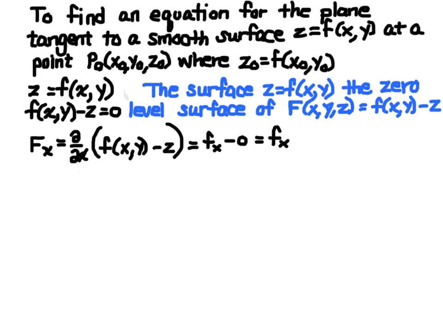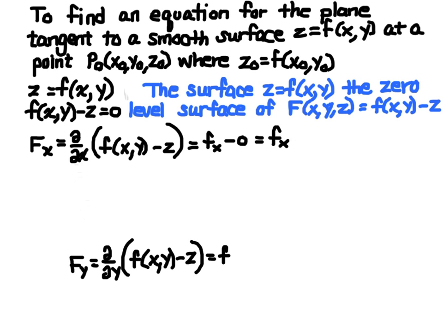Okay. So now we want to know what is the partial derivative of big F with respect to y, and that's going to be the partial derivative with respect to y of f of xy minus z. You can probably see where I'm going with this. That's equal to the partial derivative of little f with respect to y minus 0, which is the partial derivative of little f with respect to y.